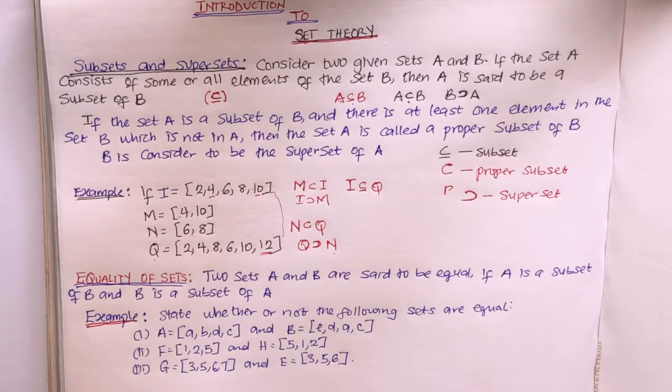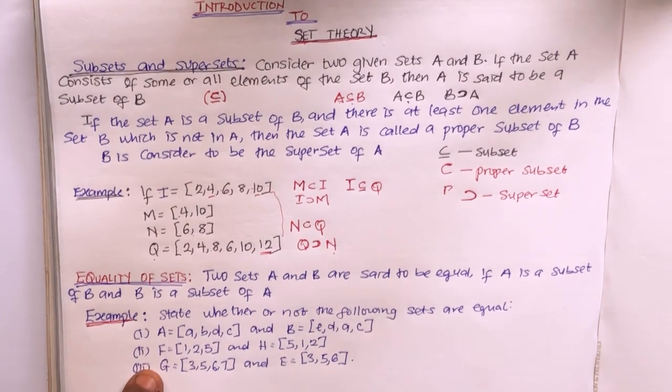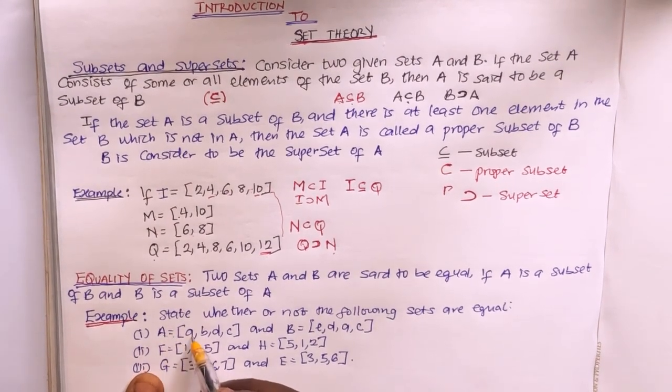Now, look at the example under it. State whether or not the following sets are equal. There are some facts under equality of sets. The fact is that you don't consider the arrangement of the two sets. In whichever way they arrange it, once you can identify that your A is equal to B, it will always be equal. Now look, consider the first case here: A equals A, B, D, C, and set B equals to what?